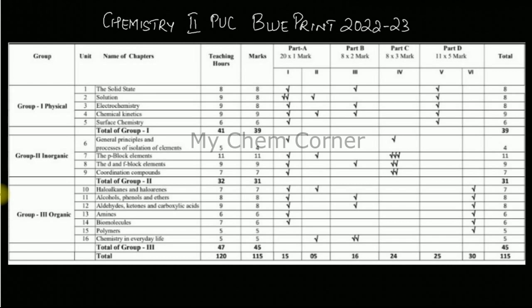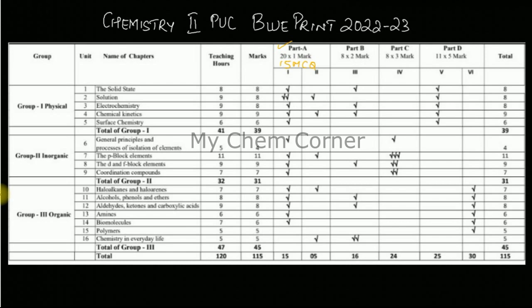But this time for part A, you're going to have 20 questions. Of those 20 questions, 15 are going to be MCQs and 5 are going to be fill in the blanks. So part A clearly says 20 into 1 mark, which means you have 15 questions as MCQ and the remaining 5 questions are fill in the blanks.